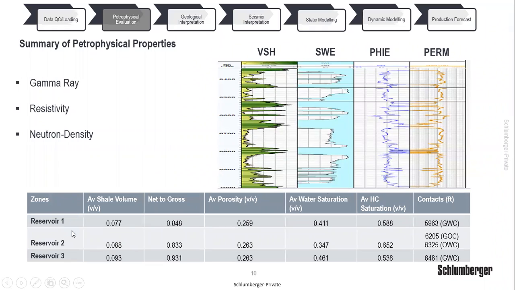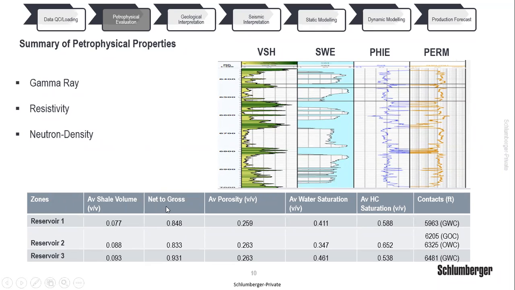Below here, you see the two reservoirs mapped in this field, their volume of shale, their net. Just analyzing them, you see that reservoir 2 and 3, all of them, not just reservoir 2 and 3, are giving you a very low volume of shale, in the range of 0.0 something.